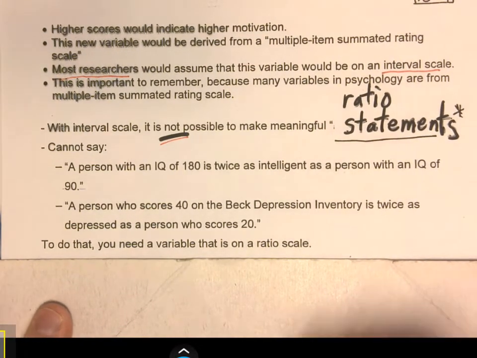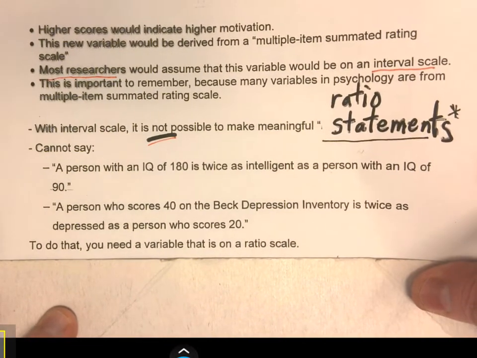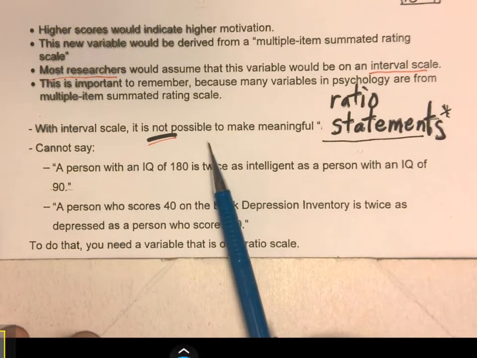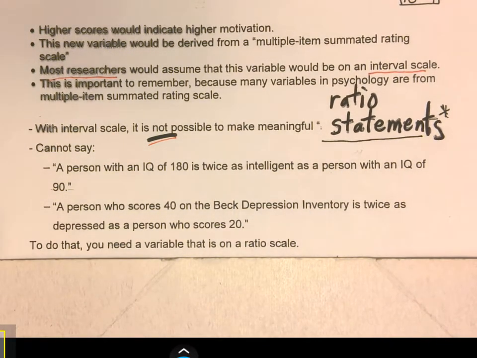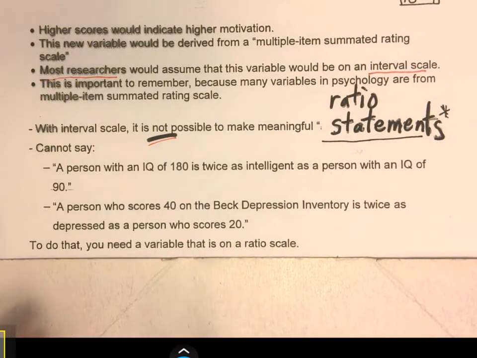If a variable is measured using interval scale of measurement, although there's all kinds of positives associated with that, there's one negative. It is not possible to make meaningful ratio statements. What do you mean ratio statements? Well, if something is only measured using an interval scale, it's not okay to make statements like a person with an IQ of 180 is twice as intelligent as a person with an IQ of 90.